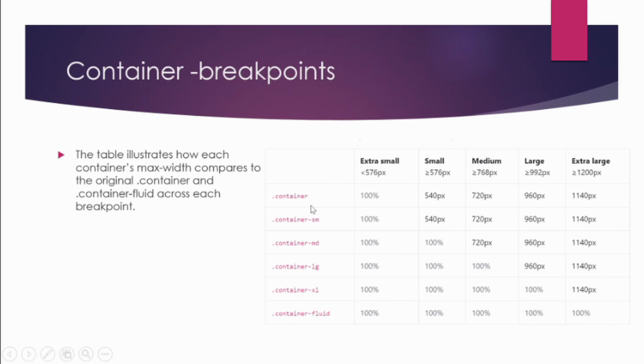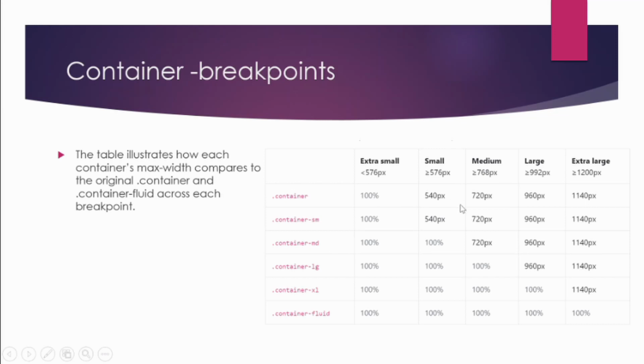Let's look at container class. Container class is an all-in-one class. For extra small widths, that is, when the viewport width is less than 576 pixels, the container class div section will have a 100% width. When it crosses that breakpoint of 576 pixels, between 576 and 768 pixels, the width of this div tag, which has the container class, will be a fixed width of 540 pixels.